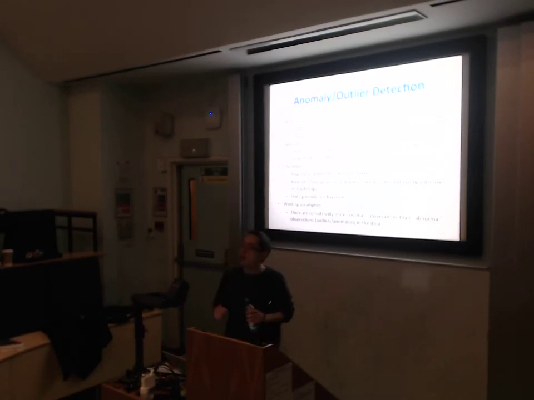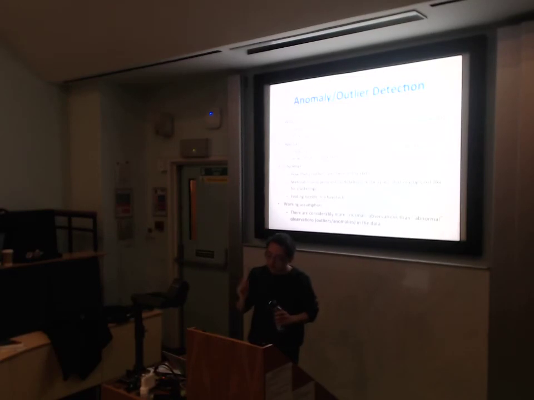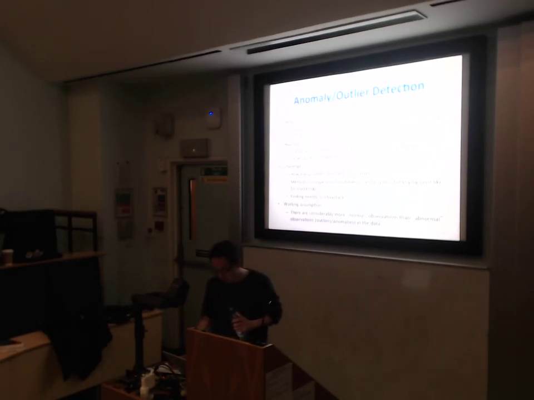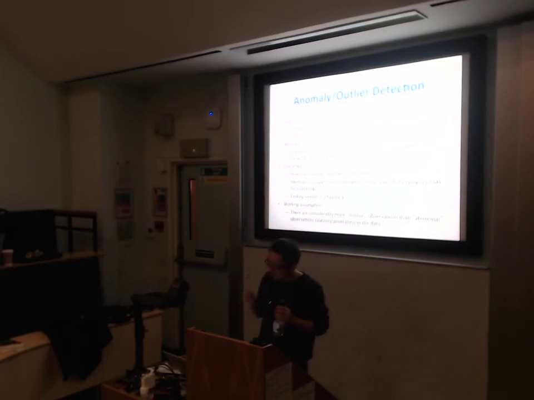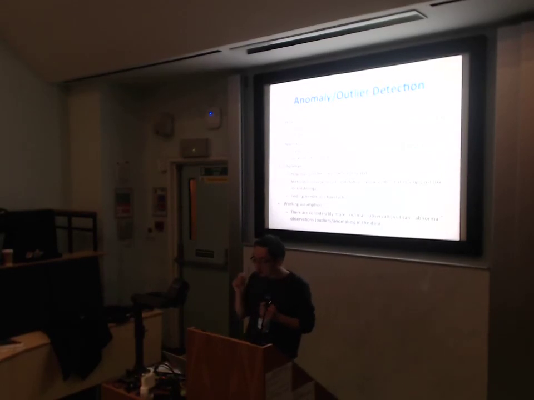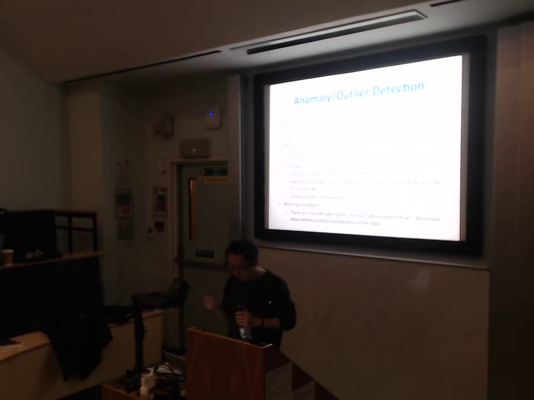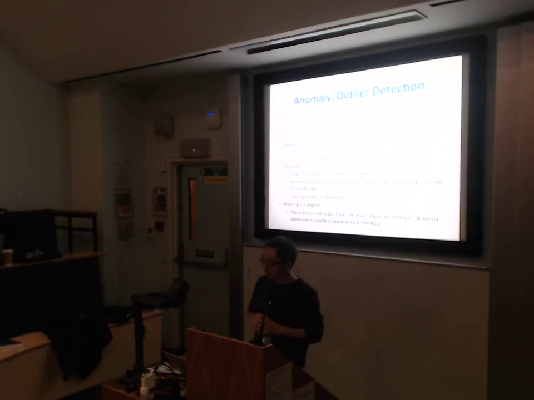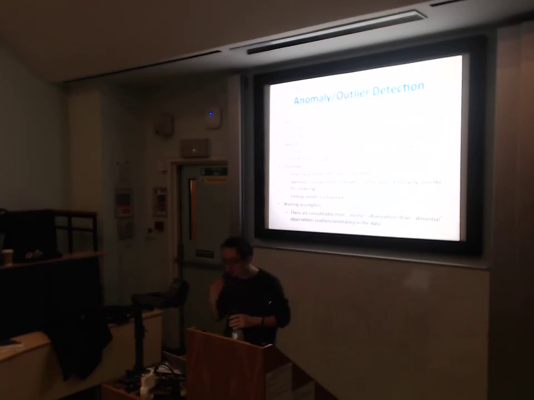In order to derive a sensible algorithm, you need to have assumptions here. The assumption is that in most cases there are considerably more normal observations, whereas the abnormal ones, they are contained in the data, but the number of these abnormal observations is in fact not too many. This assumption allows us to come up with a model to be able to do that.